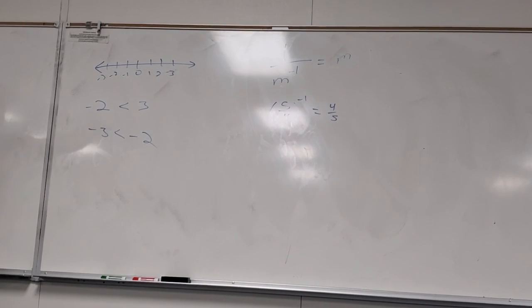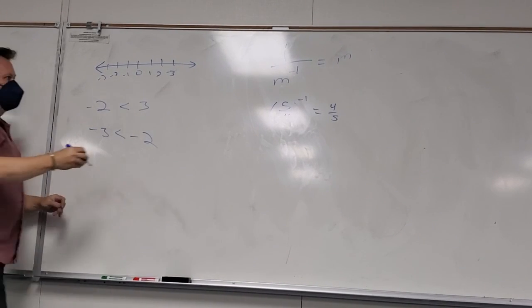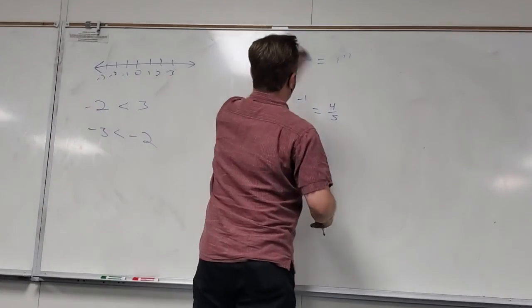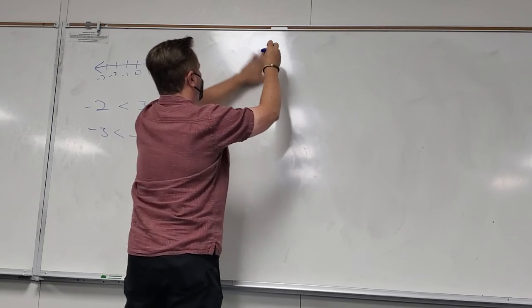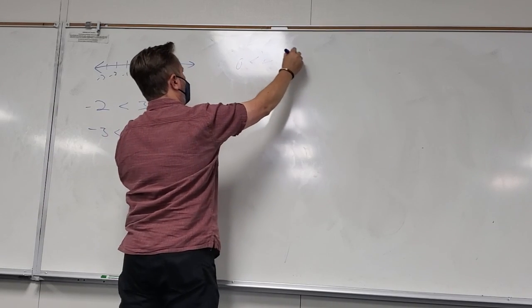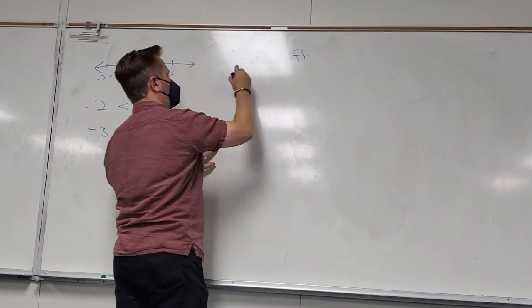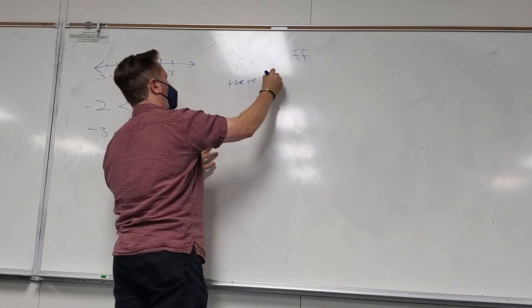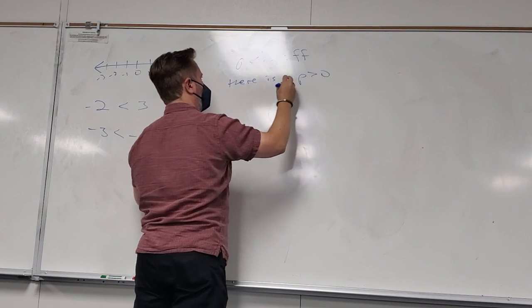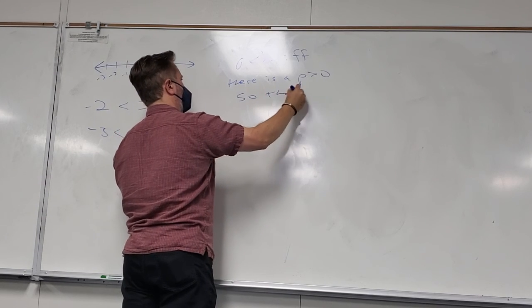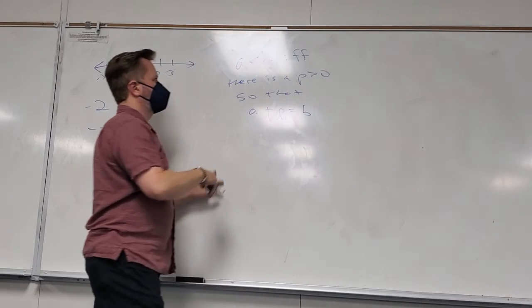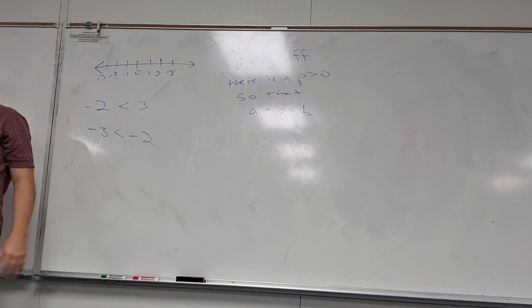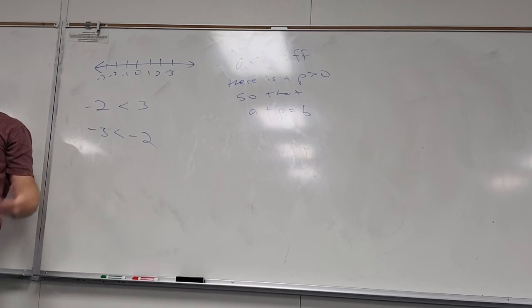But you know me, and you know math. We have a formal way to say this. So here's the formal way to identify what's going on. A is less than B if and only if there is a P greater than zero so that A plus P equals B. So you guys agree.